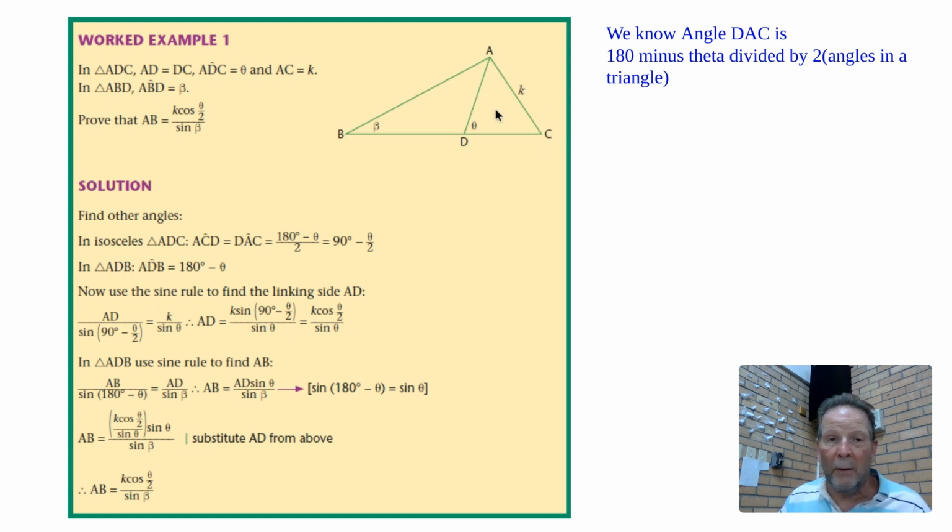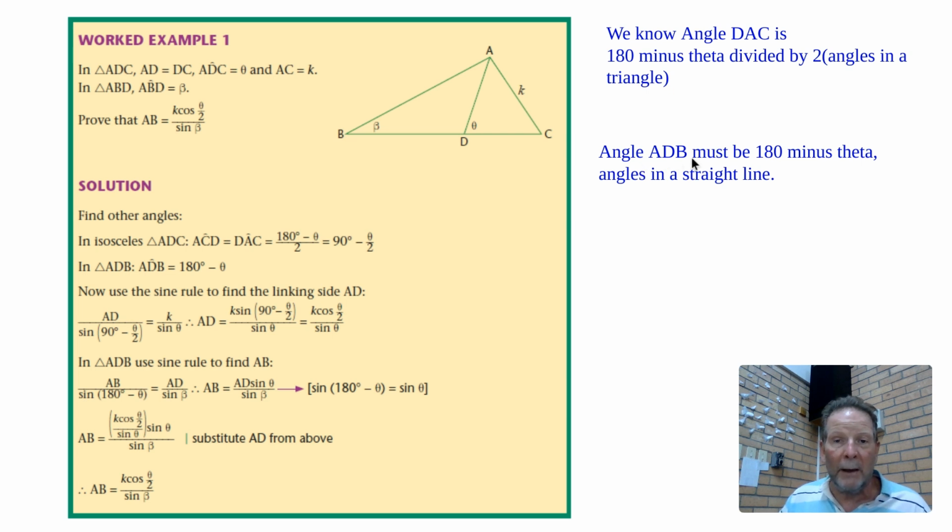Opposite sides are equal here. Angles opposite equal sides make that true. And it's angles in a triangle that makes the 180 minus theta to be true for the sum of these two angles. Now, angle ADB, this angle here, has got to be 180 minus theta because of angles in a straight line. Okay, now that we know those angles, we can start playing with, first, this triangle.